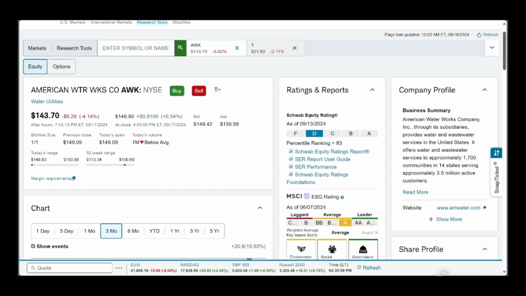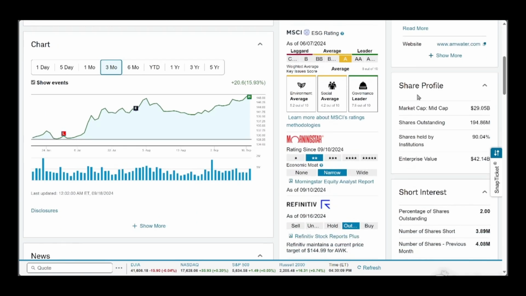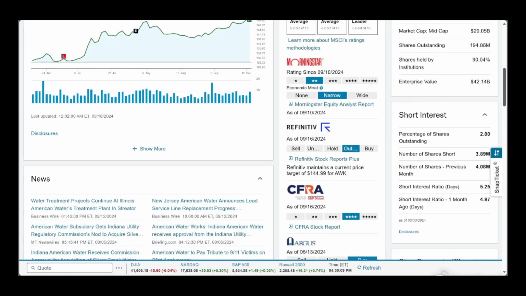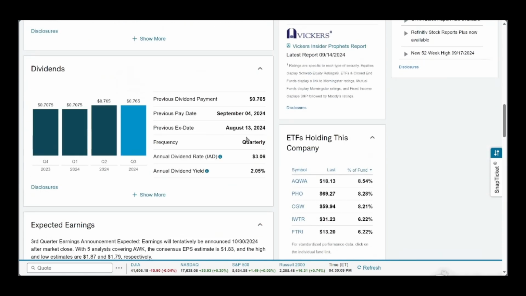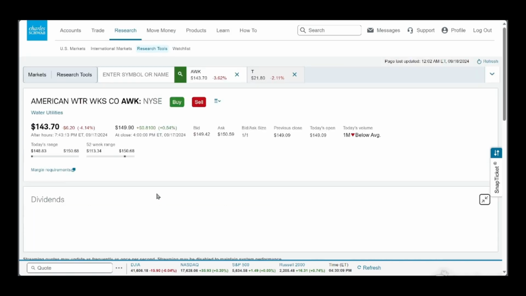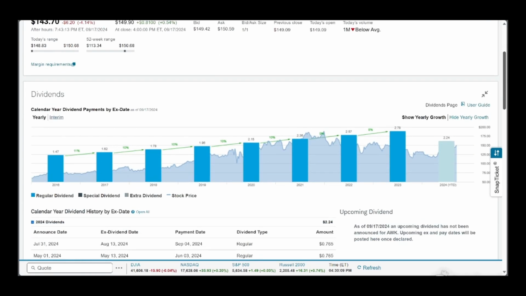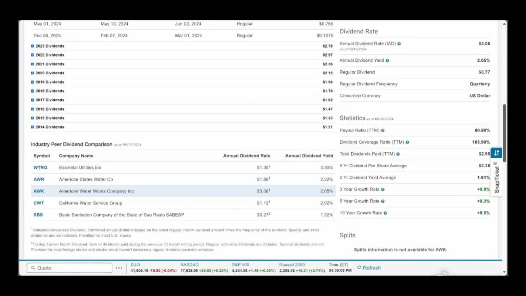And if you go down to the 3-month chart, we can see that this company is up 16% over the past 3 months. And so first off, what we're going to head into is dividend yield. So let's head on down, make sure this company pays a dividend, and it does. So we're going to go into this page, and let's go over dividend yield.